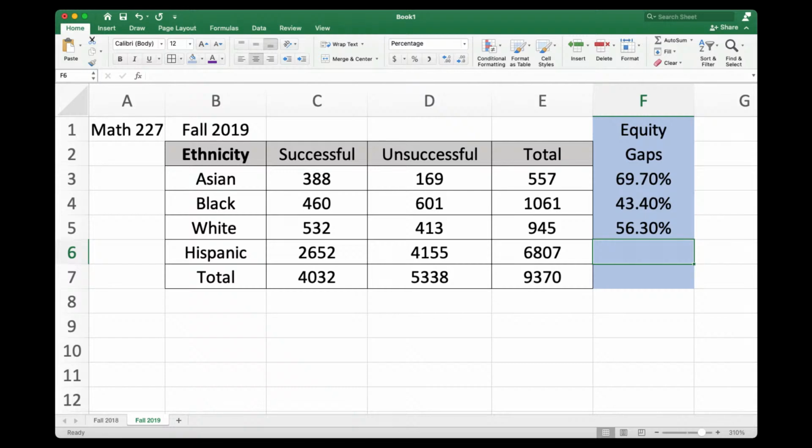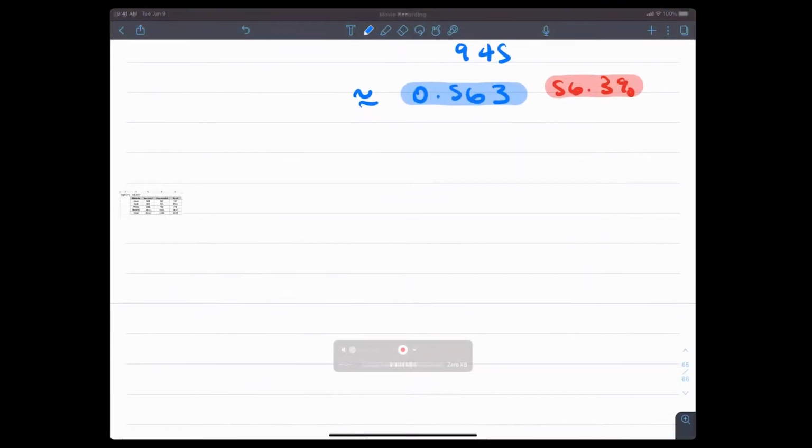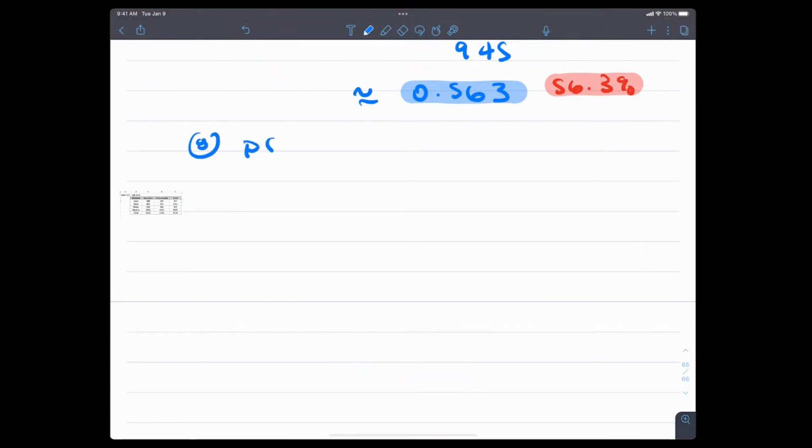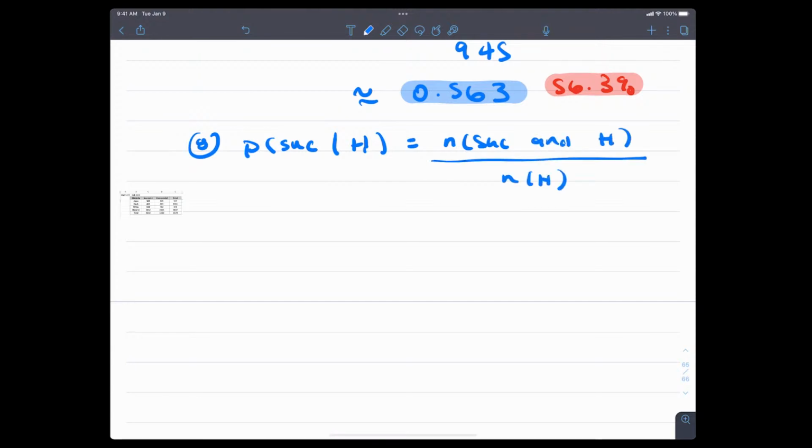Okay, let's see what happened to the Hispanic students. Isn't that interesting stuff, ladies and gentlemen? This is interesting. So let's see. Probability you are successful, given that you're Hispanic. Number who are successful and who are Hispanic, over the number of Hispanic students here.